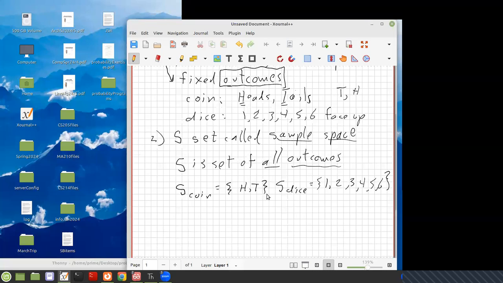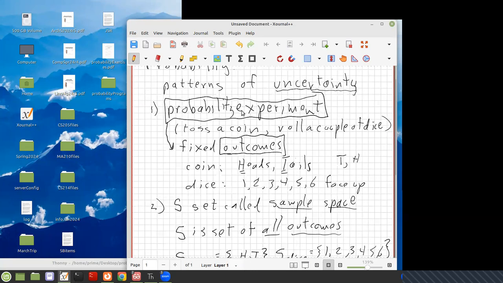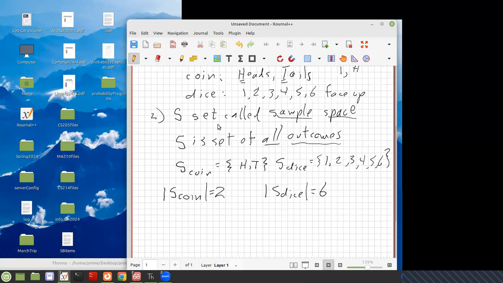So these are the sample spaces, and one of the important things is going to be the number of items in the sample space. Here, the number of items in the sample space S is 2. The number of outcomes in the sample space of the dice is 6. So this idea of sample space is the set of all outcomes. This is just how we're approaching things. The probability experiment or outcomes is the physical thing that happens in the real world, and we're making a model of it by this set of all the outcomes.